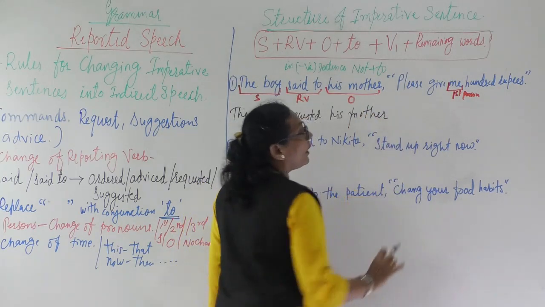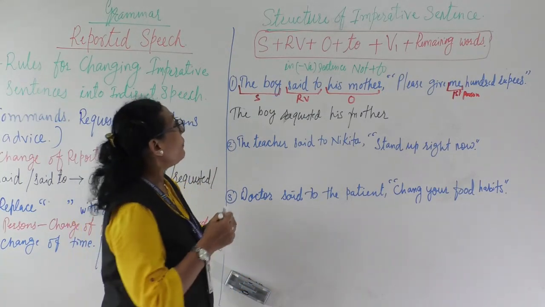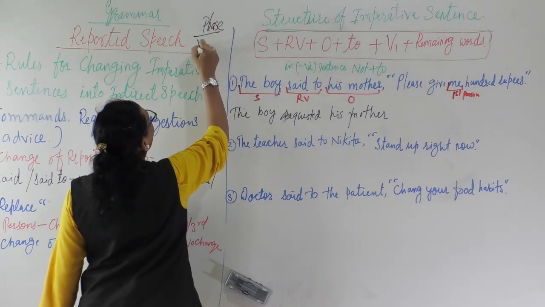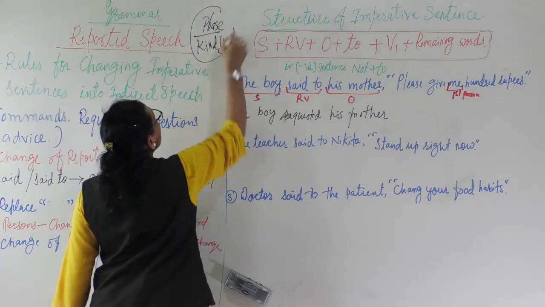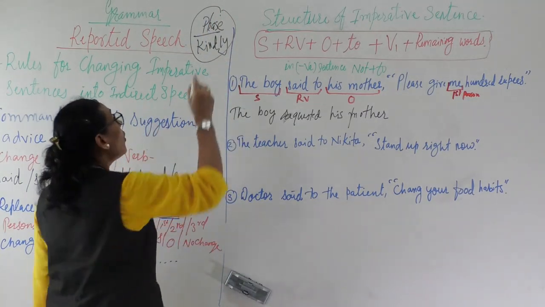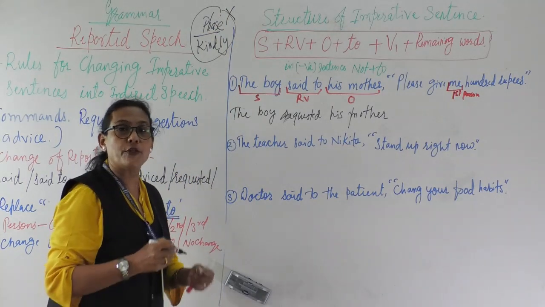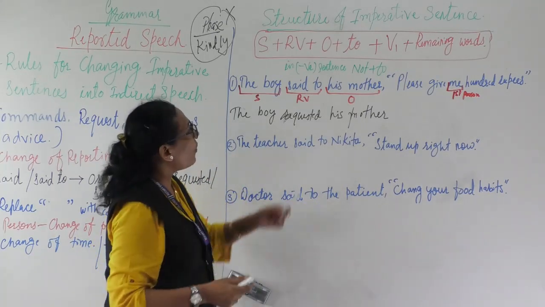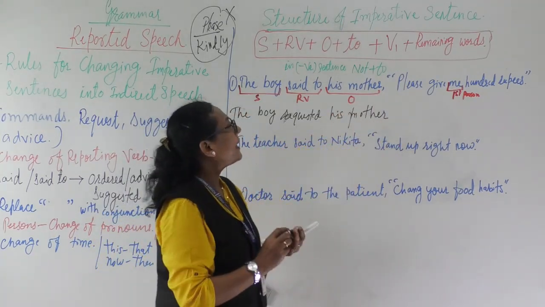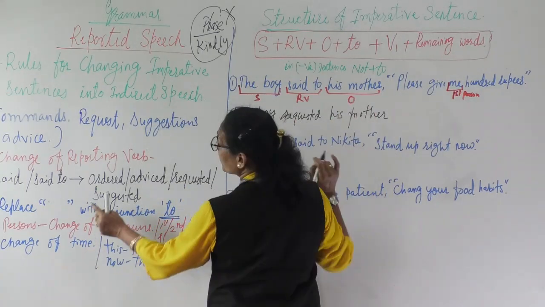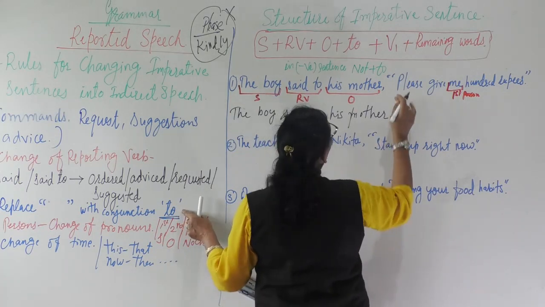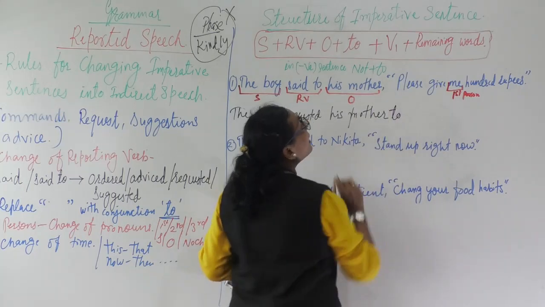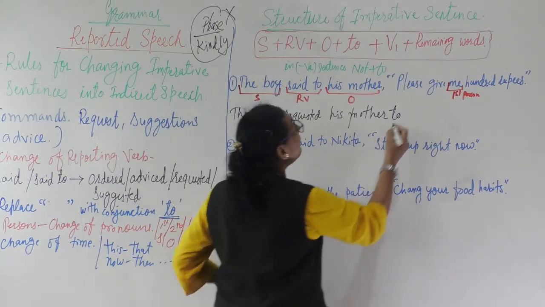Mother, please: in an imperative sentence, if the words please or kindly, K-I-N-D-L-Y, are coming, please eliminate those words. No need to write them in the indirect speech, because we have to cut them. So please is there, no need to write. Then what is there? To. We are using conjunction to, removing the inverted commas after mother, and writing here to give.